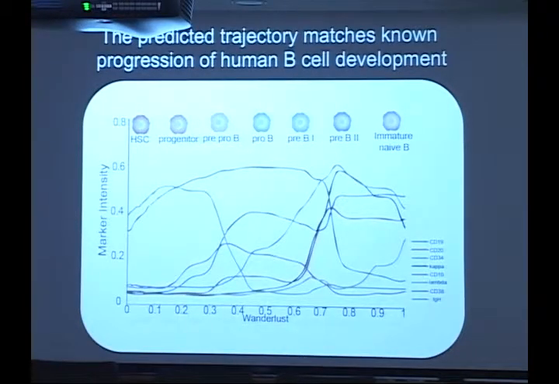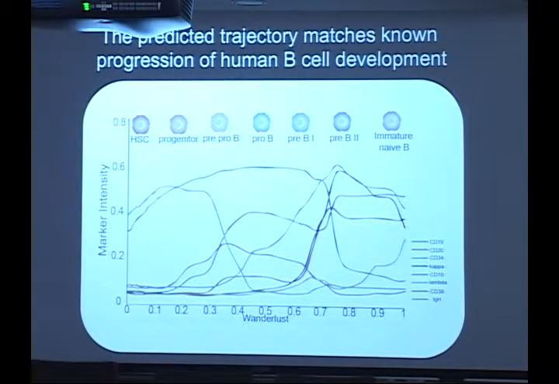So we actually applied this to look at B cell development because we thought that B cells could be a good model because they're generally linear in their development, so we think, whereas myeloid development or erythroid development is more branching, probably from the stem cell. And what we found is that our predicted trajectory matched a lot of the known facets of B cell development, and this is without really any manipulation of the data up front.